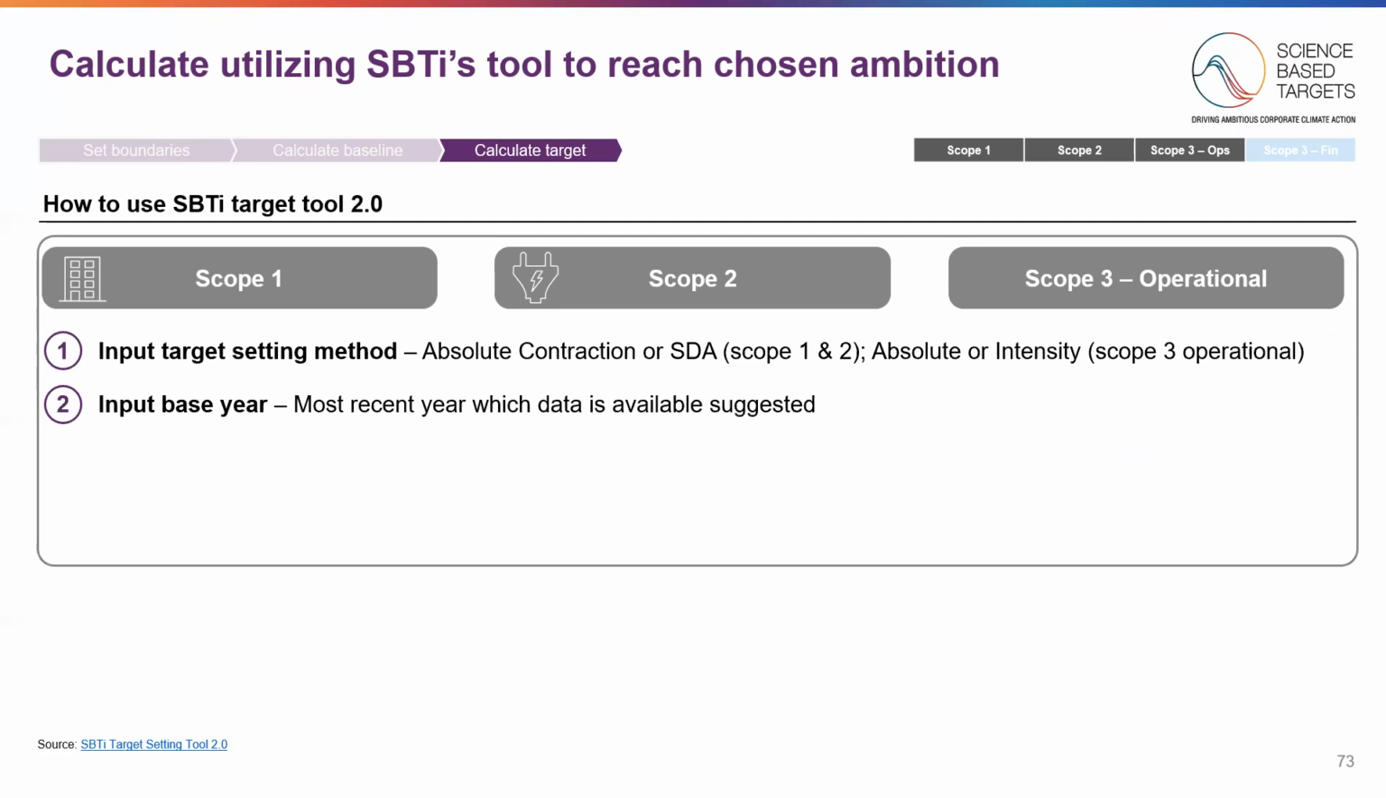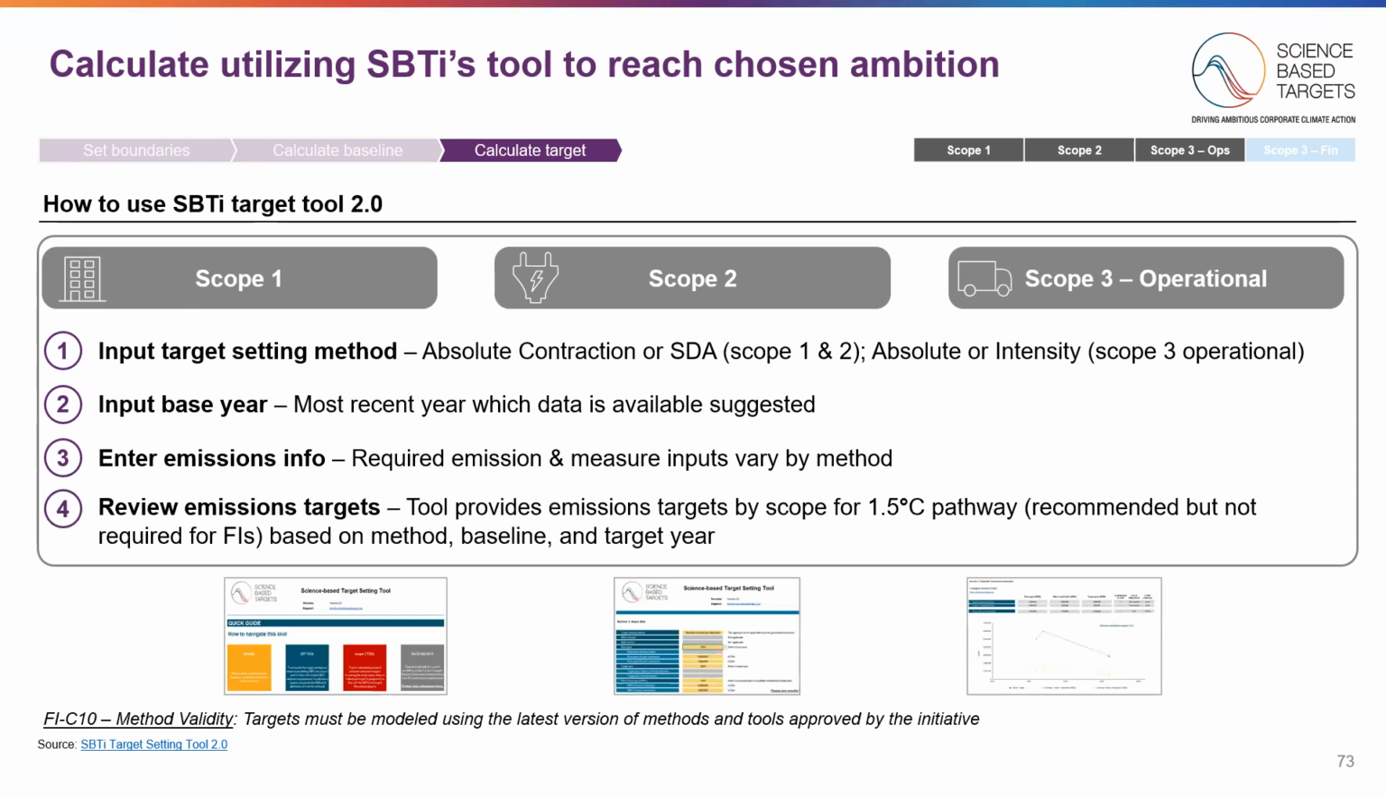Next, you will input the base year. As mentioned, SBTI recommends using the most recent year for which data is available. Then you will enter in the emissions information. The required emissions information and measurement inputs will vary based on the method selected. And finally, you will review the emissions target provided by the tool.